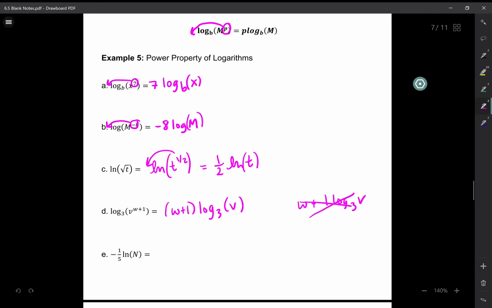All right, you can put the exponent down in front. It means you can put it back up on top of the variable as well, so this can become the natural log of n to the negative 1/5.